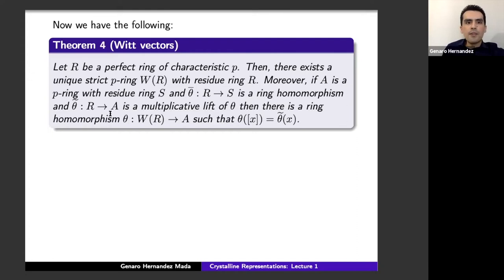So now we can define the ring of Witt vectors. I have this theorem. If I take R, a perfect ring of characteristic p, then there exists a unique strict p-ring W of R. This is going to be the ring of Witt vectors with residue ring R. And moreover, if A is a p-ring with residue ring S, and I take a ring homomorphism from R to S and a multiplicative lift of this theta bar, I think I made a mistake here. Then there is a ring homomorphism theta from the ring of Witt vectors to A, such that this.